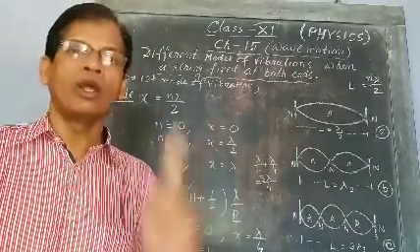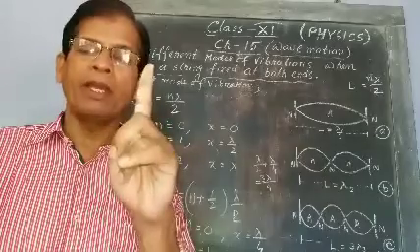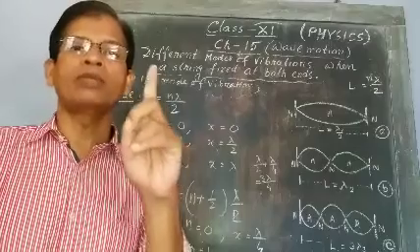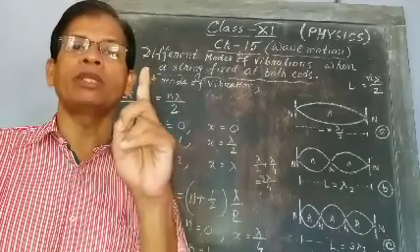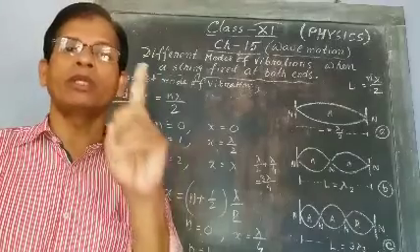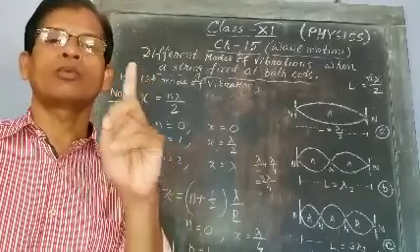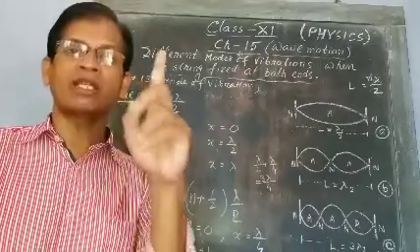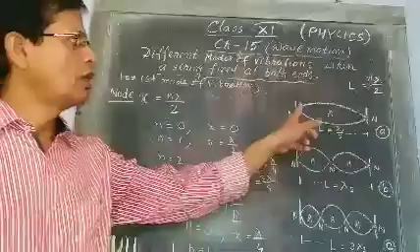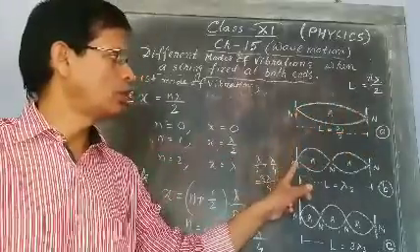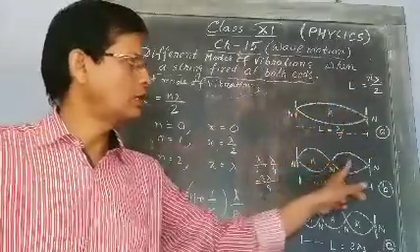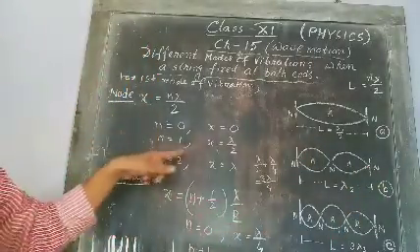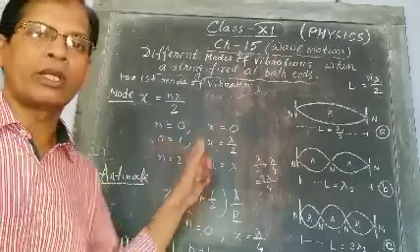Node means where the vibration of the string is minimum, that means its displacement will be minimum. This is the position of node. And where the displacement of the vibrating string is maximum, this is the antinode. So node, antinode, node, antinode, node, like this way you will get. And you can easily find by calculating this formula.